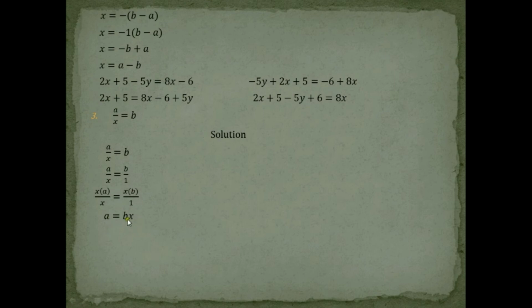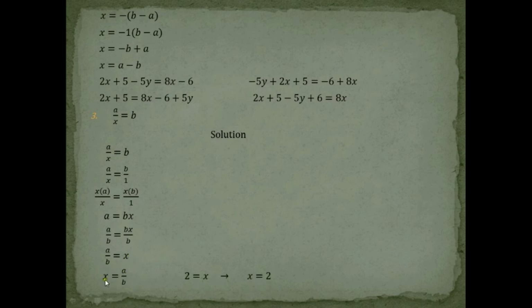And remember that we're trying to make x the subject of the formula. So on this side, what is multiplying x? b. So this is b times x. So we divide both sides by b. So b will cancel b. Then we're going to be having a over b equal to x. And now, because x is standing alone on this side, a over b equal to x is still the same thing as x equal to a over b.